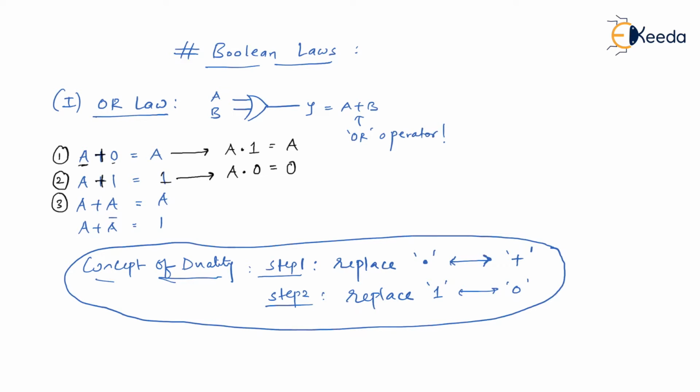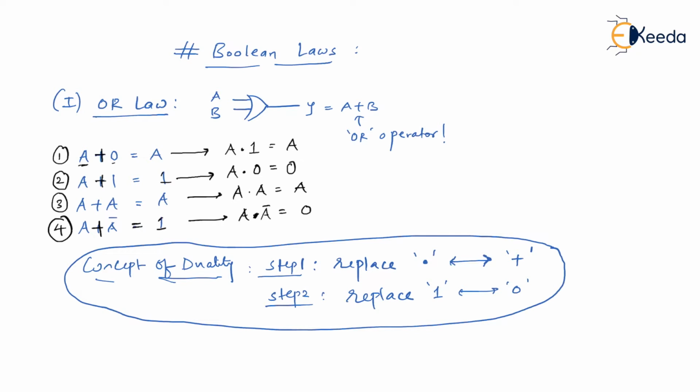Let us go for the third equation. The third equation says A plus A equal to A. Then I can say that its dual is also true, that is A dot A equal to A. The last relation, the fourth relation, is A plus A bar equal to 1. Then I can say that A dot A bar equals 0, because sum is replaced with product and 1 is replaced with 0. I hope you understand that.